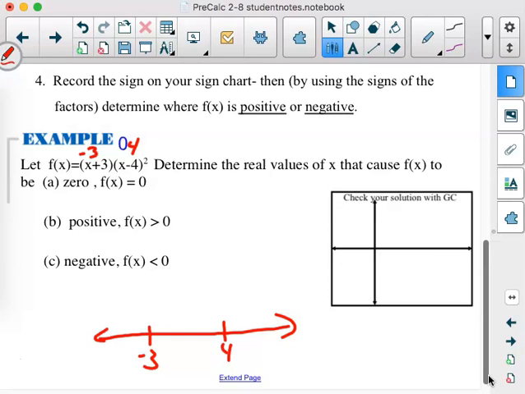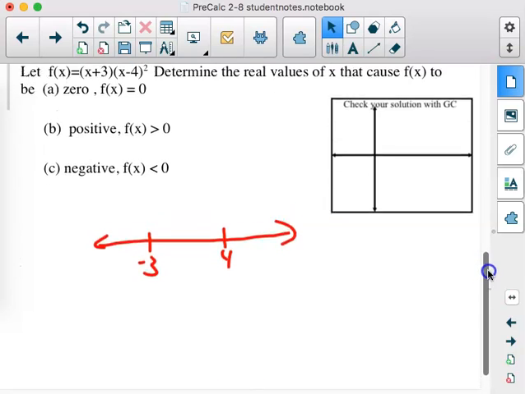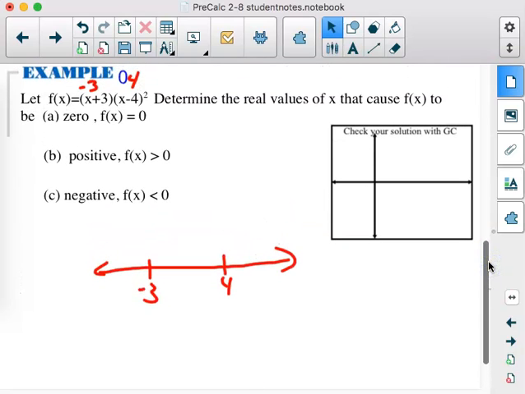So now, I have to know where it's going to be positive and where it is going to be negative. That means, oh, I hope not too much of this is in the glare spot, but it's a big problem here. That means I just need to pick something that would be to the left of -3. I'll pick -6. And I just need to determine, is it positive or is it negative?